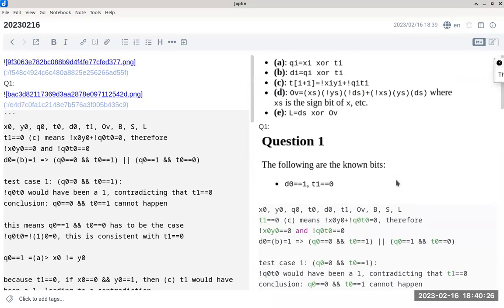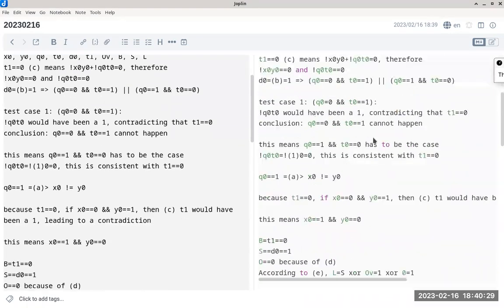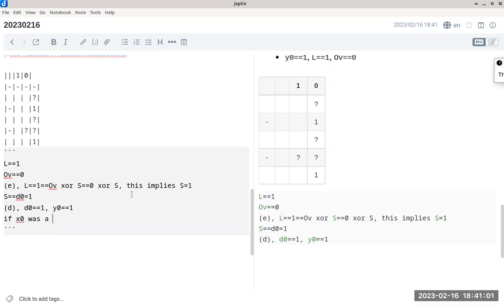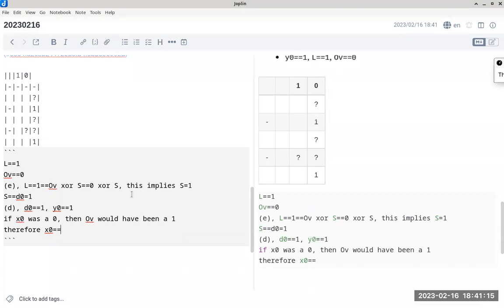Okay, so let me explain that. We are using rule D, so that is very good. Rule D is very, very helpful. So we'll go back here and say using rule D. What do we know at this point? We know D0 is a 1. We know Y0 is also a 1. So if you look at rule D, we want the overflow to be a 0. So if X0 was a 0, overflow would have been a 1. So I'm going to explain it here, okay? So we'll say if X0 was a 0, then overflow would have been a 1. Therefore, X0 has to be a 1.